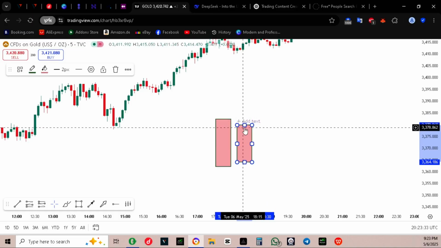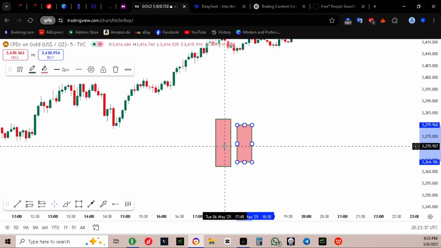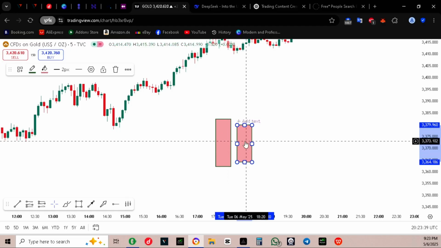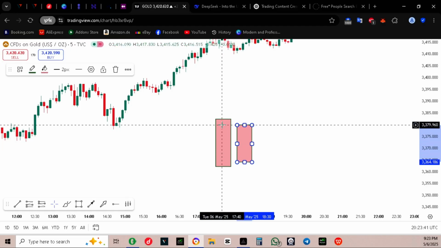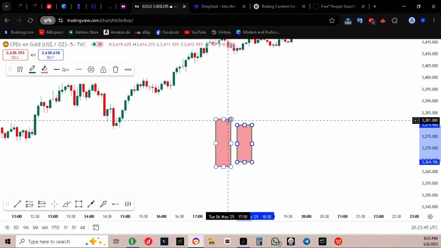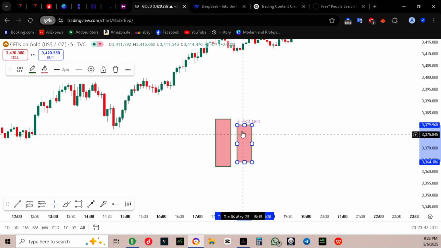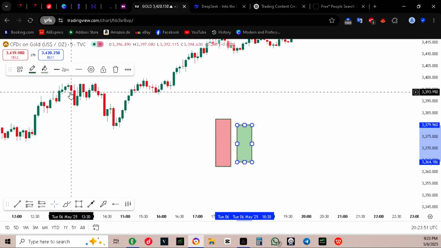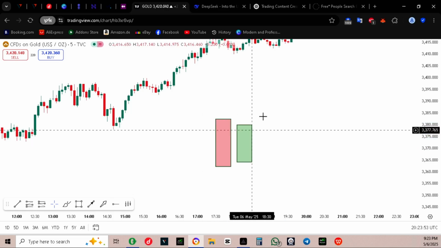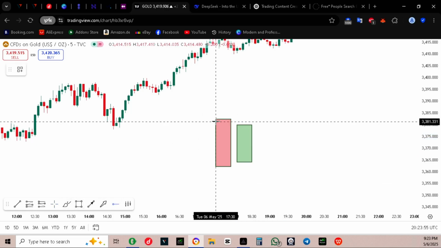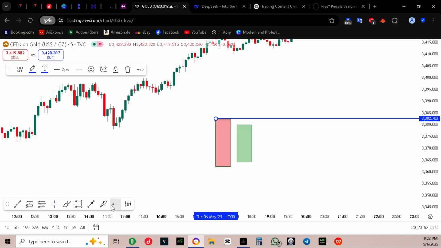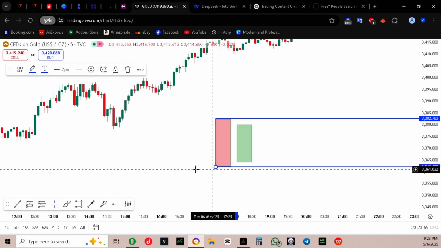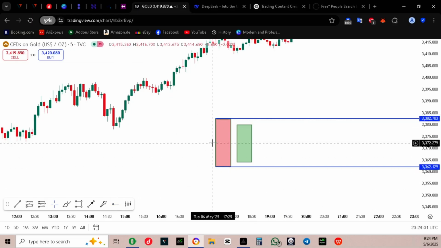What we need is confirmation from our confirmation candlestick. If I'm going to buy, the mother candle here is going to be a bearish candle, and the baby candle here is going to be a bullish candle. So I'm going to denote this with green, as a green structure. At the same time, I'm going to mark my highs and lows.